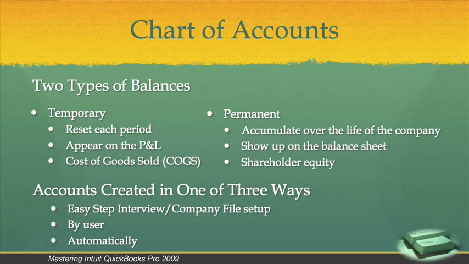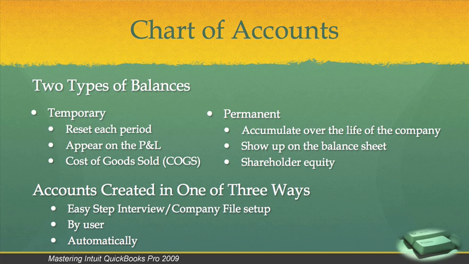There are temporary balances and permanent balances. Temporary balances reset each period, and they actually appear on your P&L, or your profit and loss. So if I say, what's my P&L for the first quarter of the year, those are temporary. An example of that is the cost of goods sold. How much did it actually cost me to buy the inventory that I ended up selling in that same period?